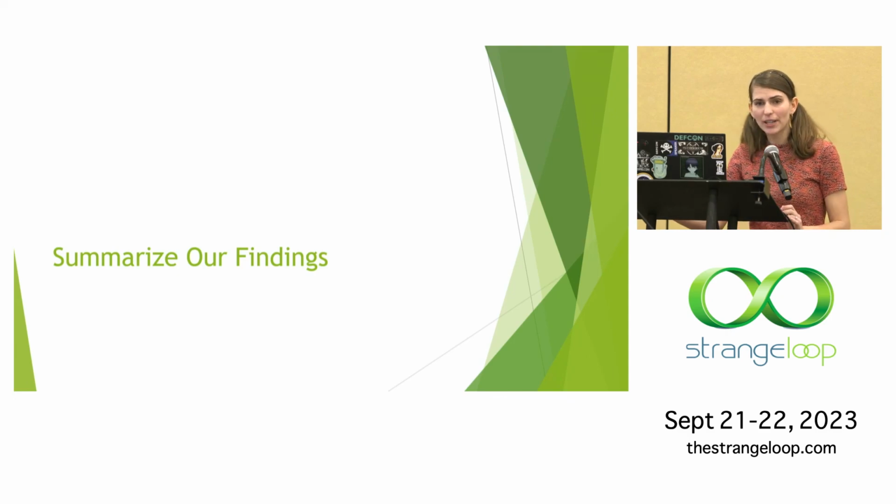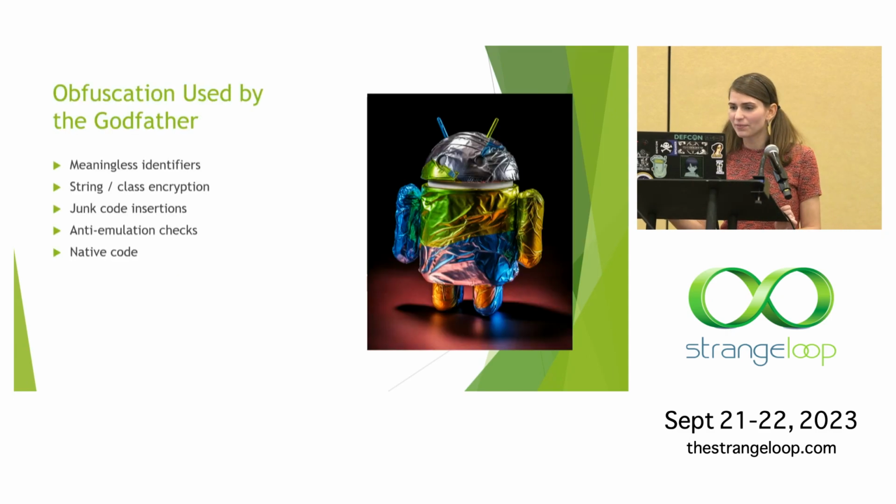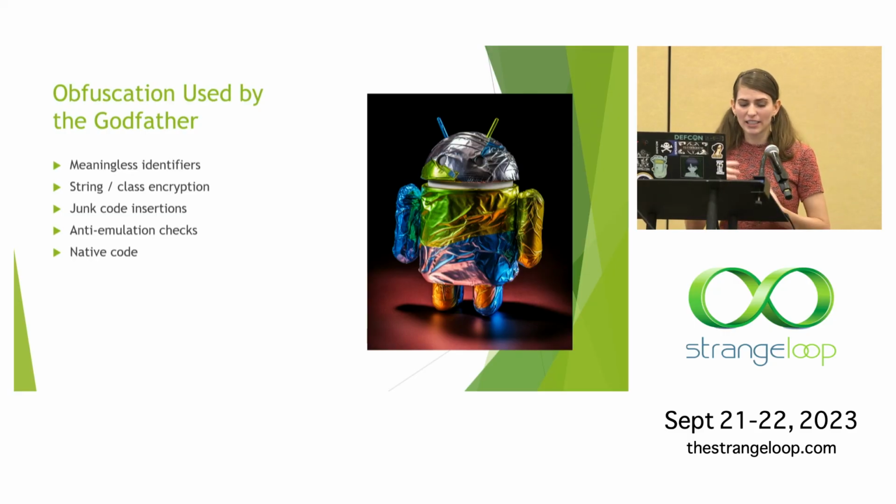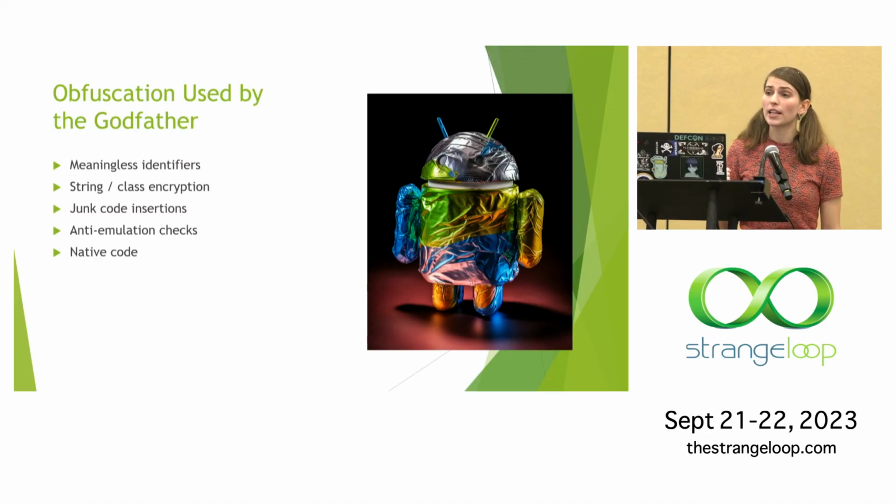So let's go through and summarize some of our findings. We saw all of these different obfuscation techniques used by the Godfather. We saw these meaningless identifiers, so all of those variables, class names, method names actually didn't mean anything. They were just junk inside of the application. And it was also using string encryption, or encoding in this case, to actually try and hide the data from reverse engineers taking a look at the code.